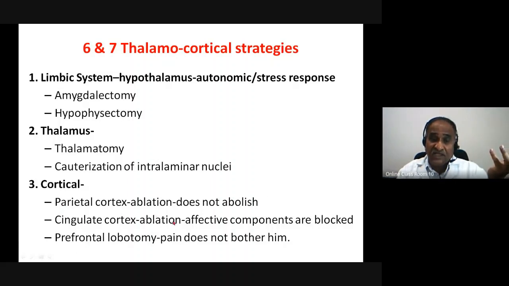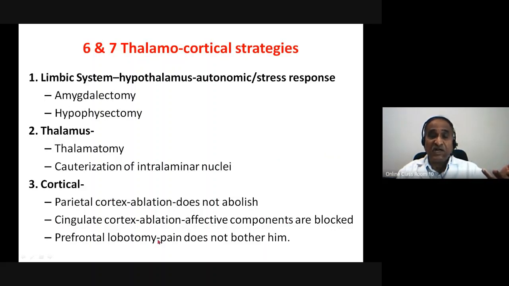With cingulate cortex ablation, maybe it will block the affective components of the pain. Affective means the emotional components, which are mediated in response to emotion. So at this point of time, it will not bother the individual. The pain will not bother. Pain perception remains, he perceives pain, but it will not bother.